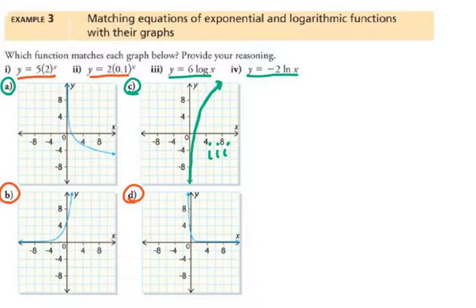And graph A, moving down from left to right, is an inverted log function, meaning that the value of A would have to be negative, so IV matches up with A.